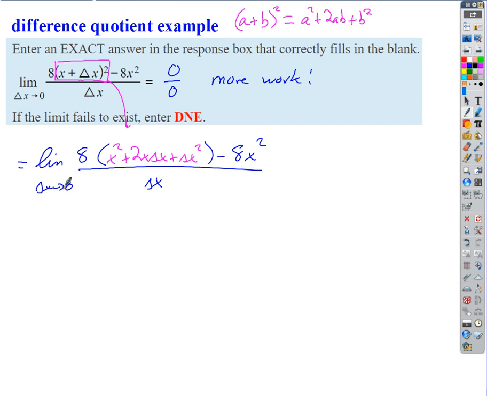There's a couple things we could do here. What are some ideas? So we could distribute the 8. Okay, that's fine. So we end up then with the limit of, on the top, if I distribute all that, 8x squared plus 16x delta x plus 8 delta x squared minus 8x squared, all over delta x, as delta x goes to 0. Now what?